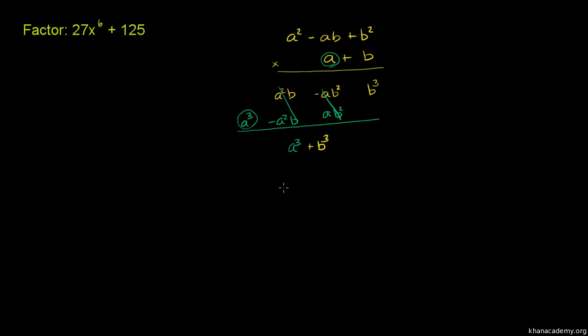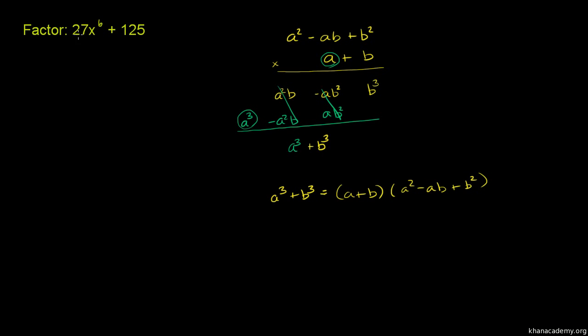Or another way to think about it, if someone gives you a to the third plus b to the third, this can be factored into these two expressions. That can be factored into a plus b times a squared minus ab plus b squared. And so this is essentially the special form. If you have a sum of cubes, it can be factored as the sum of the cube roots times this expression right here. And we just showed that it works. So let's see if we have that special form here.